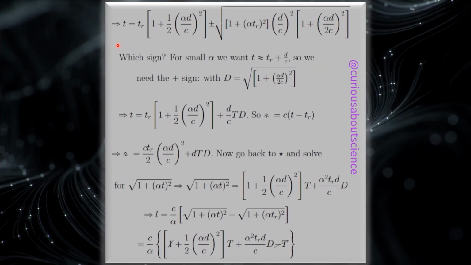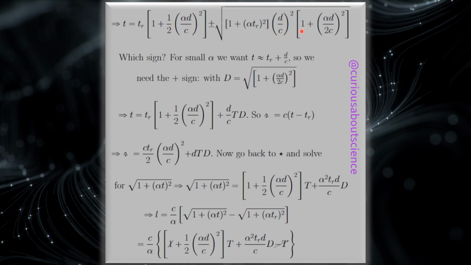All right, finally, we get something more manageable where we're still left with this plus or minus thing on a square root. And what sign? Well, for small alpha, we want t to be approximately tr plus d over c, so we need the plus sign. These kinds of things, that assumption of what sign, that's where we need to know the physics. The rest of what we just did was a bunch of algebra, calculus. That was more of just pure math of simplifying. But to answer questions like what sign do we need, that is the physics part, and that's the hard part.